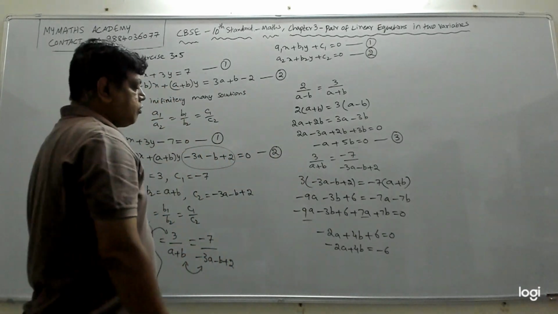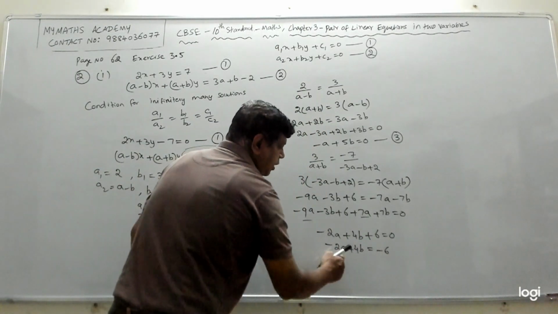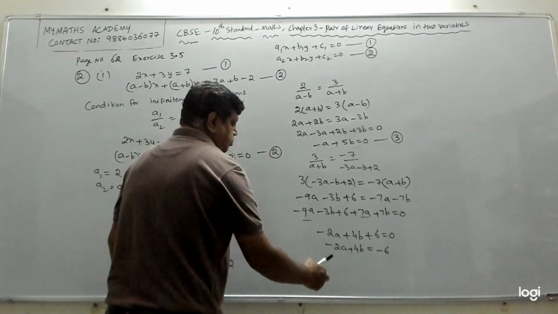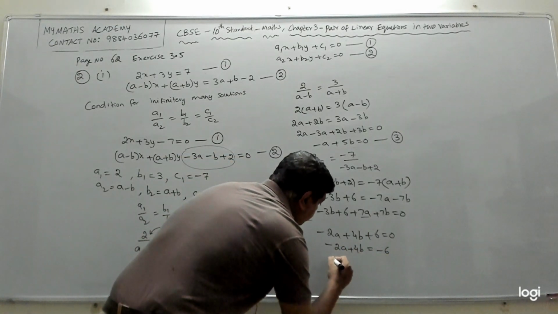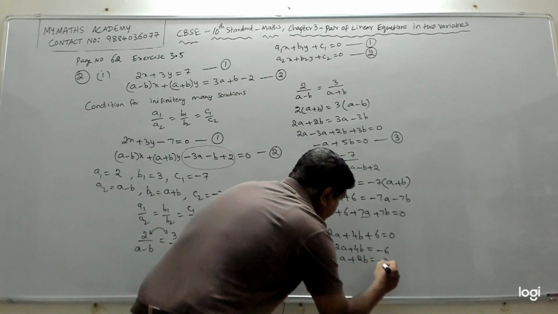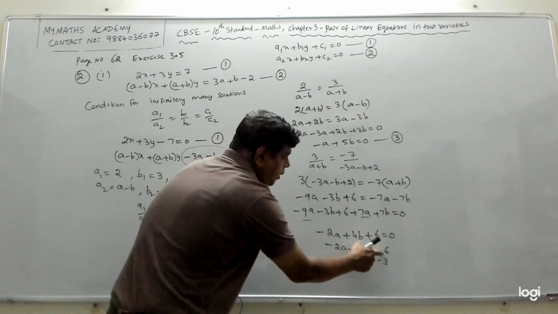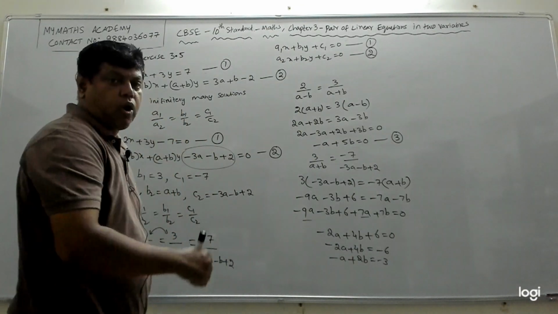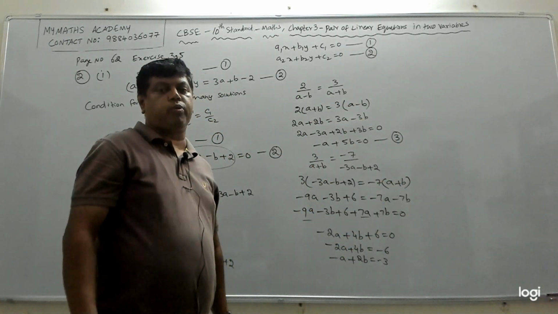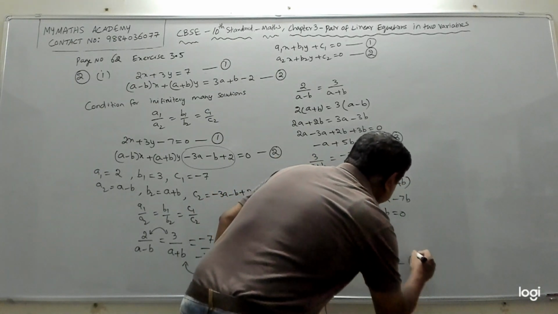Fine. So if you observe now, all of these have 2. So you can divide by 2. If we divide by 2, this will become minus a plus 2b equal to minus 3. I am dividing each term by 2: 2 by 2 is 1, 4 by 2 is 2, minus 6 by 2 is minus 3. So you can always simplify. If any number is common in every term, you can divide by that number throughout. So this is your equation number 4.